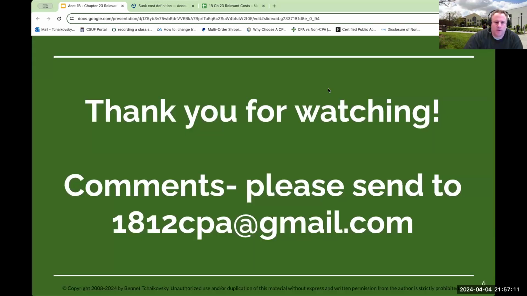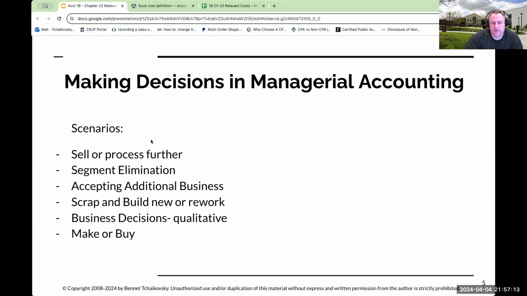What we're going to be looking at is a couple of different scenarios. If you're taking my class, this is kind of an outline or mapping of the different areas that I can test on for my exams. The scenarios we're going to be looking at are selling. Assuming we don't have to deliver anything, should we sell something or should we process it further?